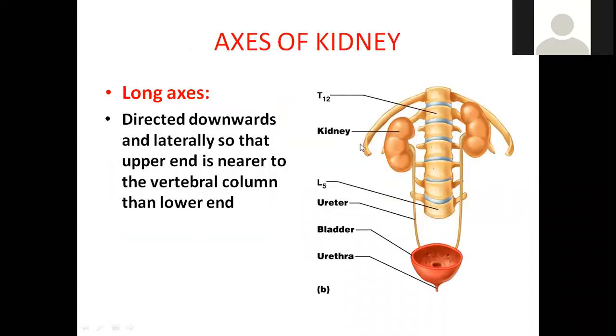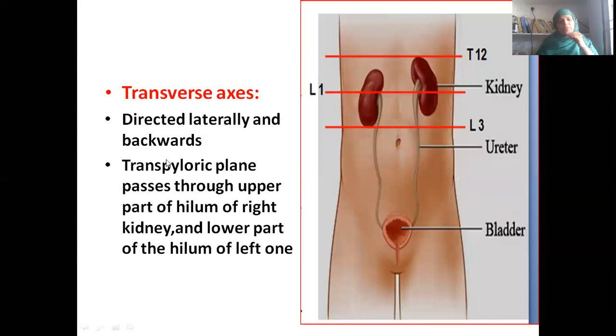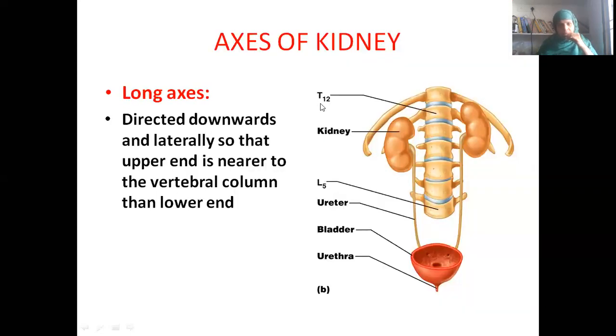Now, I already told you this is the long axis, which is directed downwards and laterally. That's why you see the upper end coming near to the vertebral column. That is what is called the axis of the kidney. Then coming to that was the vertical axis.